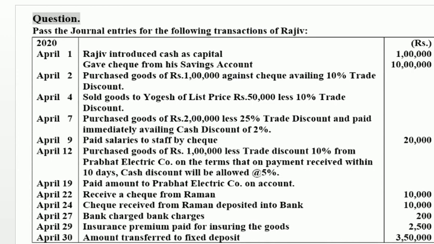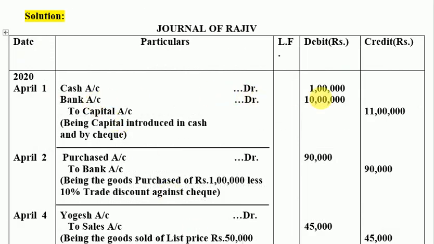So the entry will be cash account debit 1 lakh, bank account debit 10 lakhs to capital account, that is 11 lakh. So how much cash he has given into the business, that is 1 lakh, and how much money through check he has deposited into the business, that is 10 lakh, and the total amount of capital, that is cash plus bank, is 11 lakh. So the narration will be: being capital introduced in cash and by check.